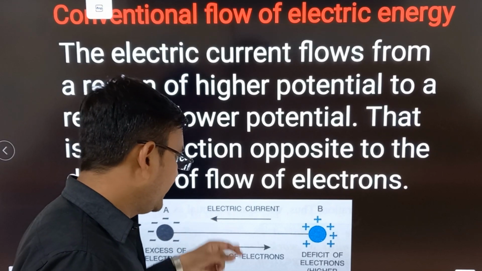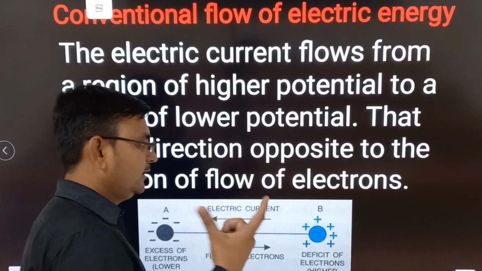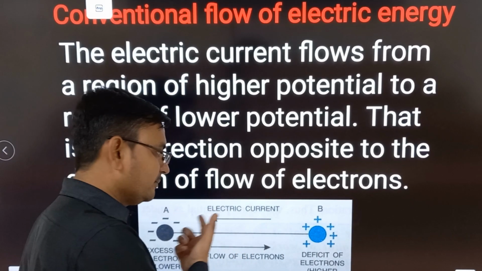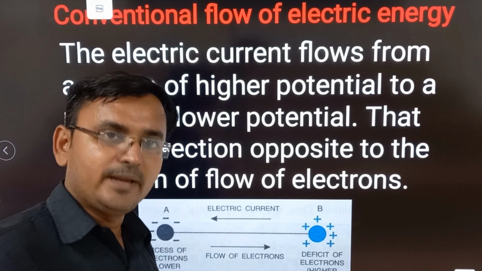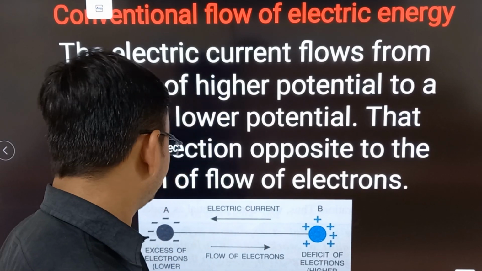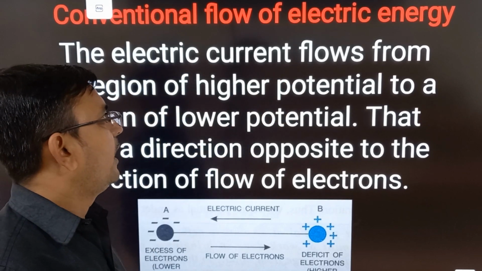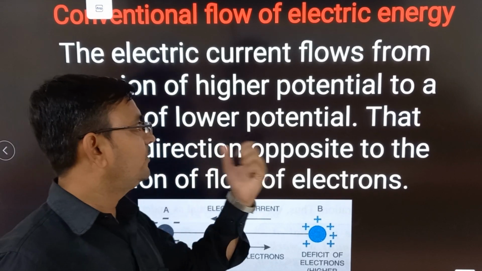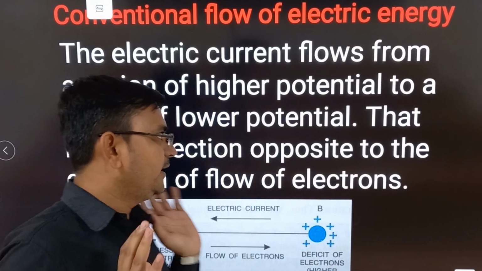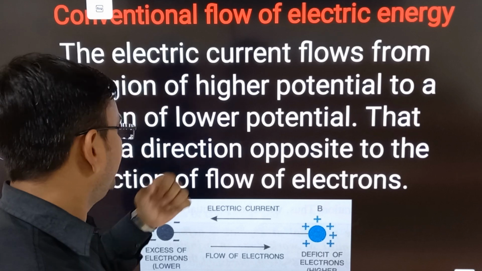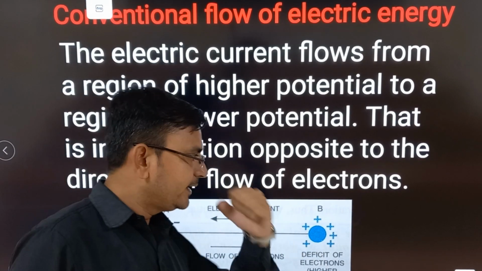So we can see the directions of both are different. It means if the electric current direction is from B to A, then the flow of electrons will be from A to B and vice versa. Okay, so electric current flows from a region of higher potential to a region of lower potential. That is in a direction opposite to the direction of flow of electrons, which we have already discussed. Right?